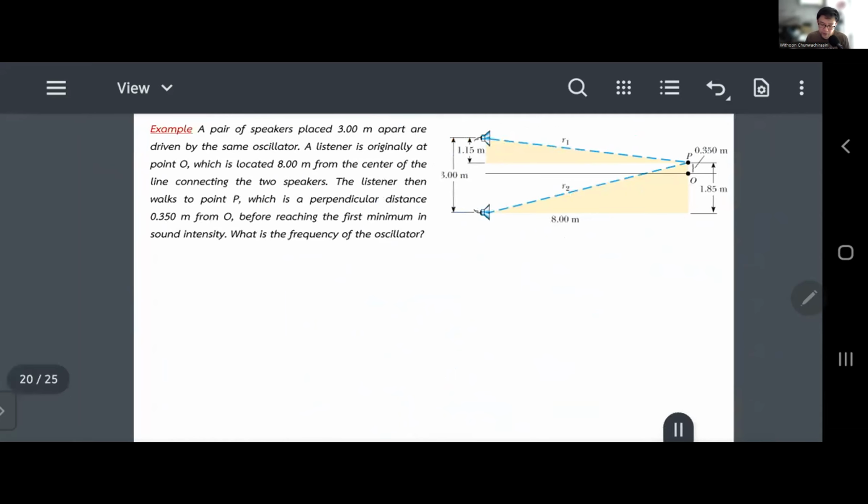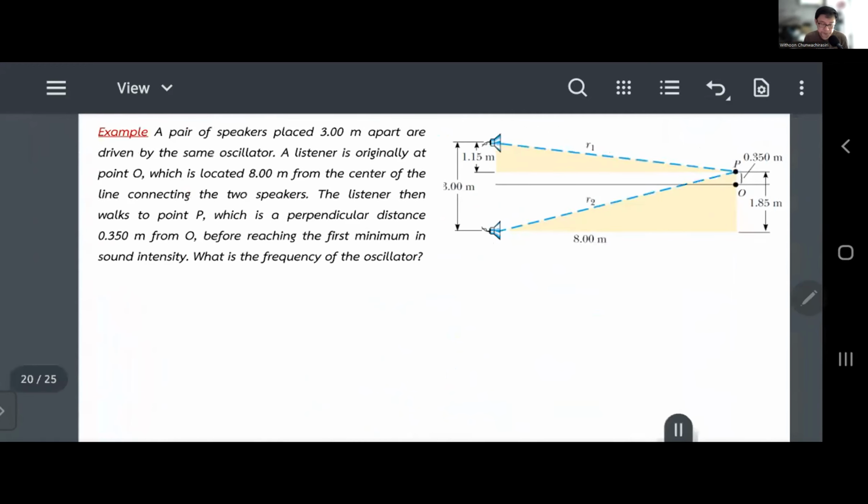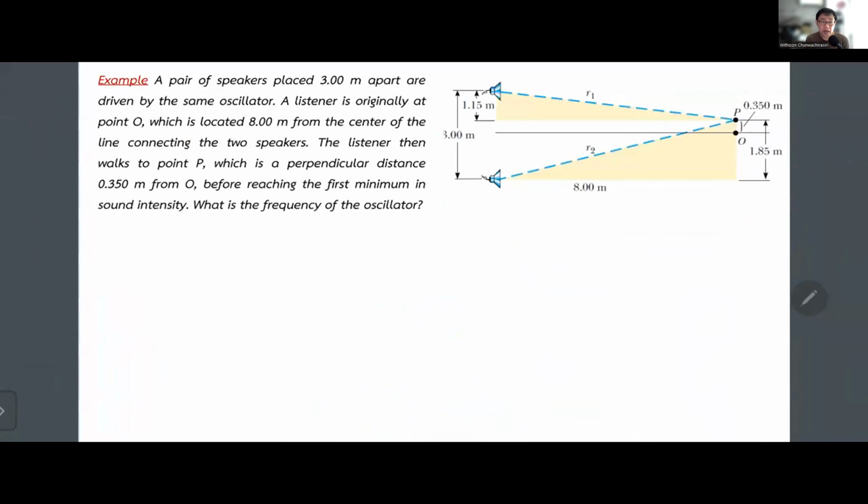All right, try again, guys. This is going to be another problem that looks very real. This is real. We can do this experiment in class, actually. So what you have over here is a pair of speakers placed 3 meters apart, driven by the same oscillator. That means the sound coming out from these two speakers is identical.